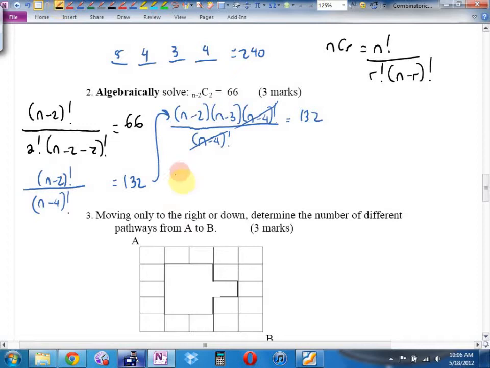I get n squared minus 5n plus 6 equals 132. What kind of an equation is this? It's a quadratic. How do I know? It's got a squared. How do I solve a quadratic? I don't factor yet. What do I have to do first? Got to make it equal to 0. I get n squared minus 5n minus 126 equals 0.